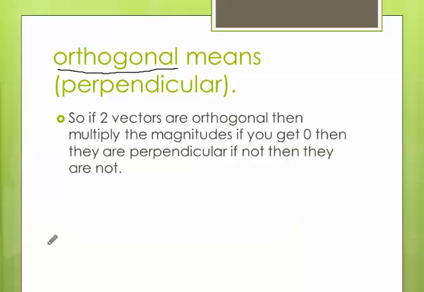All you have to do is find that magnitude, multiply them together, and see if they're going to be equal to 0. So if it asks you, are these two orthogonal? Well, let's see here. Multiply their magnitudes together and see what we get.